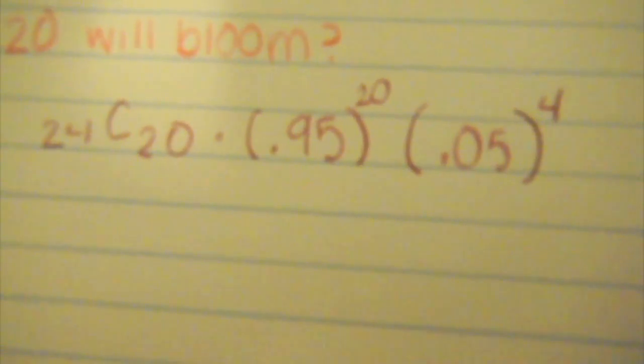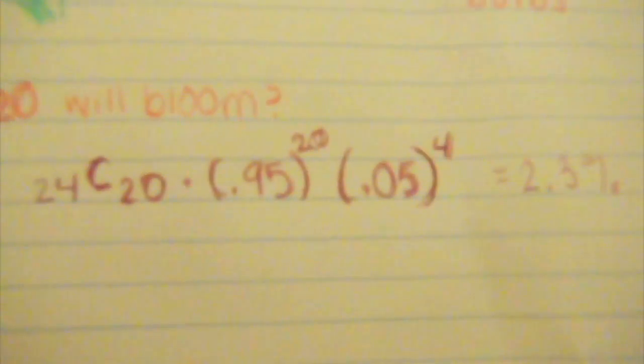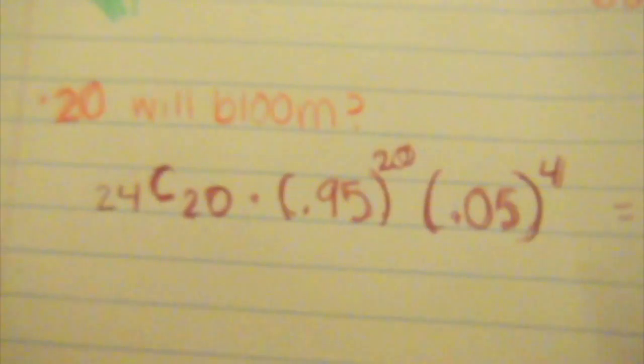So you multiply that, so 24, and then in the math probability menu, choice 3, C20, times 0.95 to the 20th power times 0.05 to the 4th power. According to that formula, the probability that exactly 20 will bloom is 2.3%.